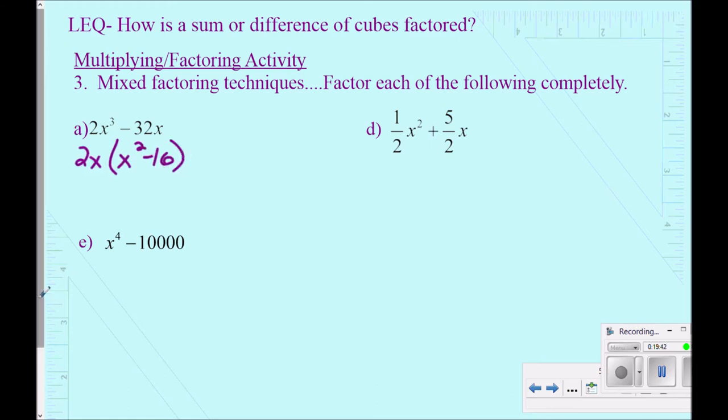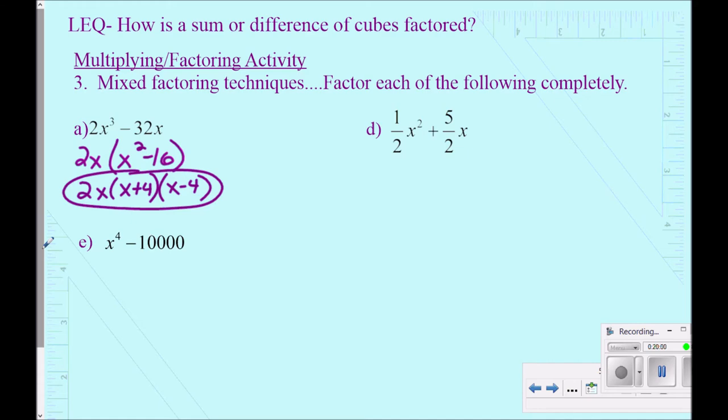And oh, that's an old problem. We could have done that a couple days ago. We see difference of squares there. Now again, I'm not using difference of cubes because this is an x squared.